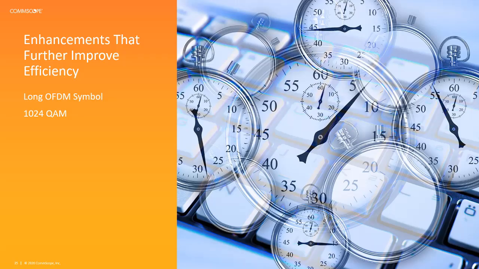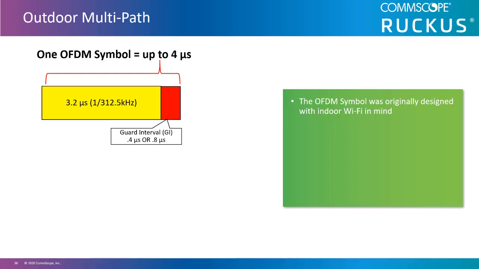In this section, we'll look at 2 other 802.11ax enhancements that improve efficiency, which are long OFDM symbol and 1024 QAM. The OFDM signal was originally designed with indoor Wi-Fi in mind. In an indoor environment, multipath reflected RF signals were expected to come back very quickly.